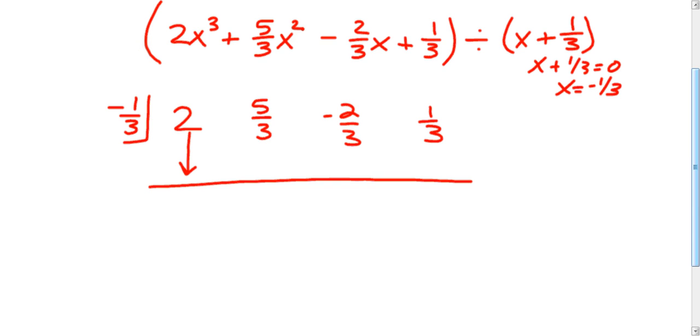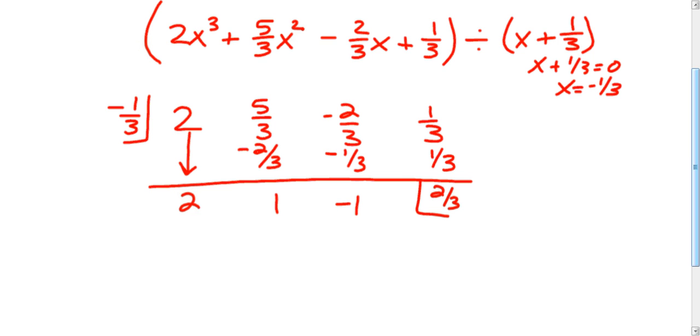I'll go ahead and bring my 2 down. 2 times negative 1/3 is negative 2/3. And then 5/3 plus a negative 2/3, or 5/3 minus 2/3, is 3/3, which is 1. And then 1 times negative 1/3 is negative 1/3. And then I add negative 2/3 plus negative 1/3 would be negative 3/3, and negative 3/3 would reduce to negative 1. And negative 1 times negative 1/3 would be positive 1/3, and 1/3 plus 1/3 makes 2/3.